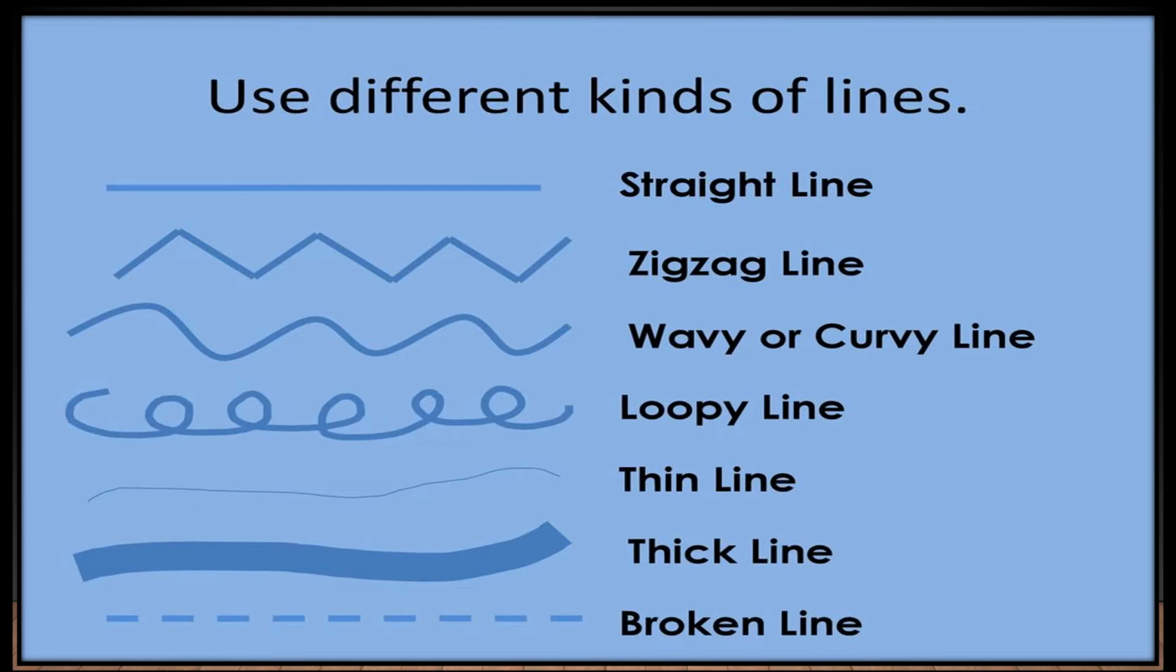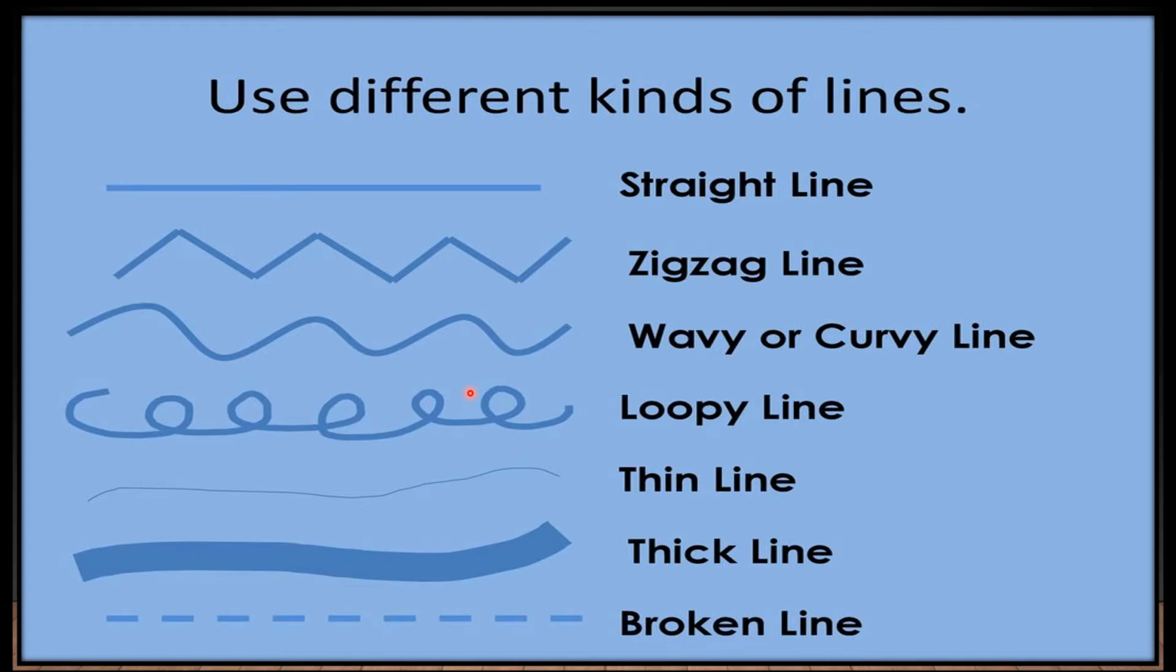Now, what are lines? When the tip of your pencil moves across paper, it moves along a line. And there can be many kinds of lines. You can see here straight line, zigzag line, wavy line, loopy line, thin line, thick line, broken line. If it is a straight line, it can be horizontal or vertical. If it is a little bit tilted, that is a slanting line. And you can see here the curved lines or the wavy lines. So these are different kinds of lines.